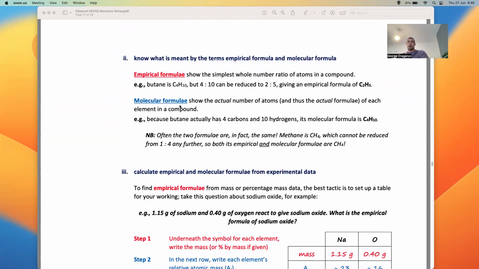Now, molecular formula is the actual number of atoms. So in the case of butane, it is C4H10 because that's what it is. You will learn it in organic chemistry.